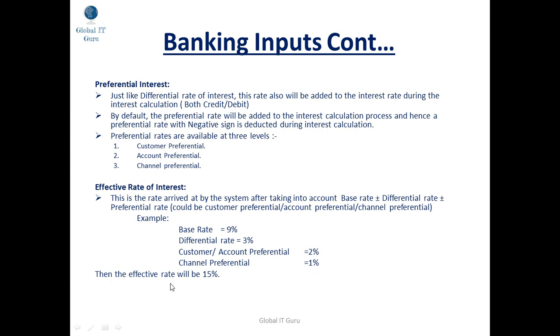So then what will be the effective rate? So see, 9 plus 3, 12, 12 plus 2, 14 plus 1, 15%. So we'll sum all these rates: base rate, differential rate, customer or account level preferential rate, and channel preferential rate. If you add these four different kinds of interest rates, you get the effective rate of interest. So in this case, the effective rate of interest will be 15%.